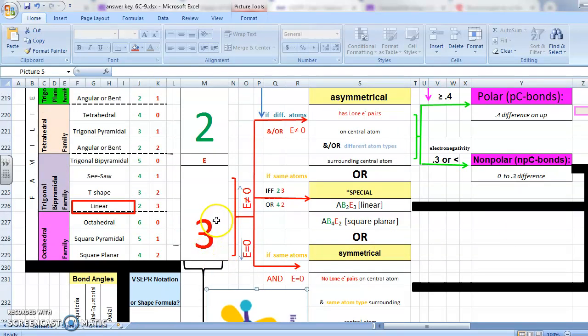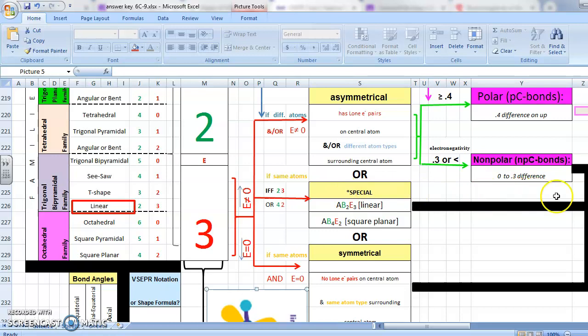So our E is 3, so we come out this way, and we're trying to find out, is it asymmetrical or symmetrical, or one of these 3 choices special? Well, our E is not 0, so we don't go down this way. Our E is 3, so we're going up this way. We first try down this line. Is this a 2-3? Absolutely. We're heading to special symmetry.